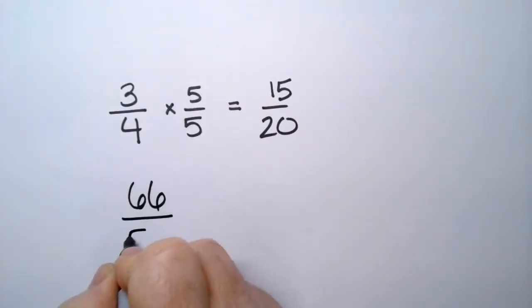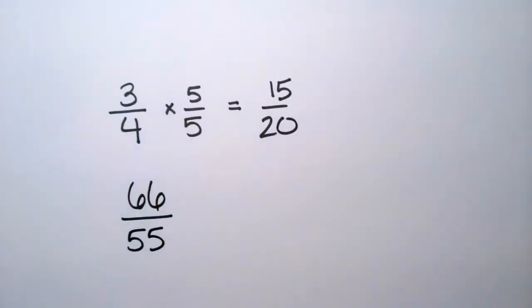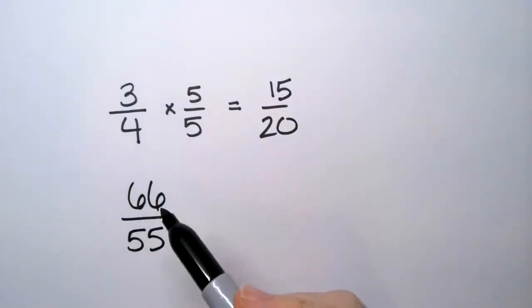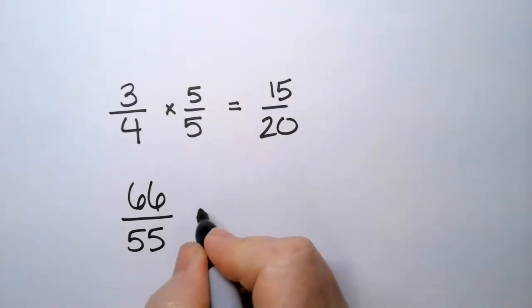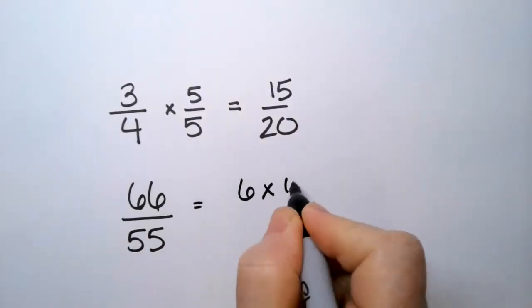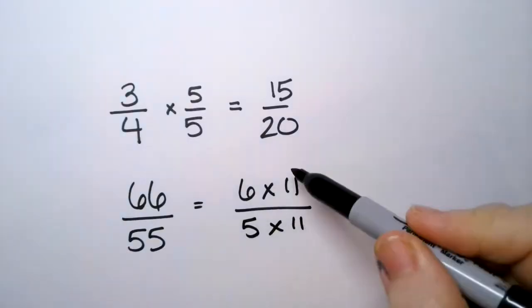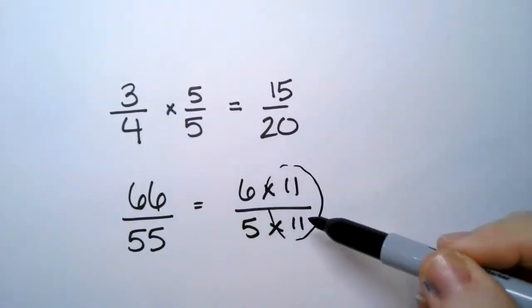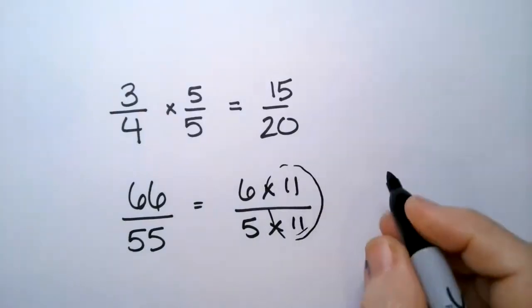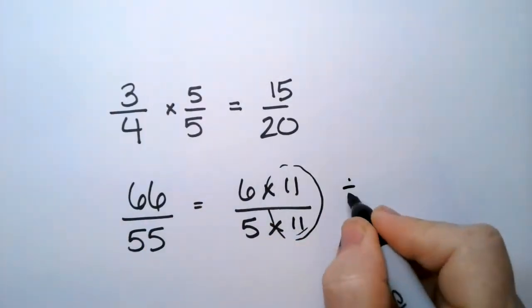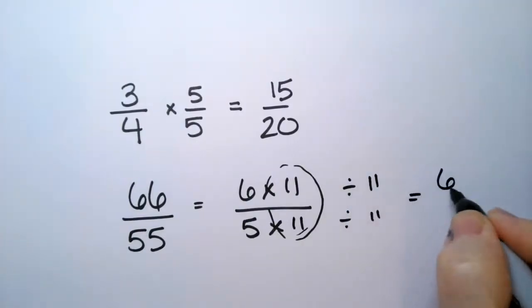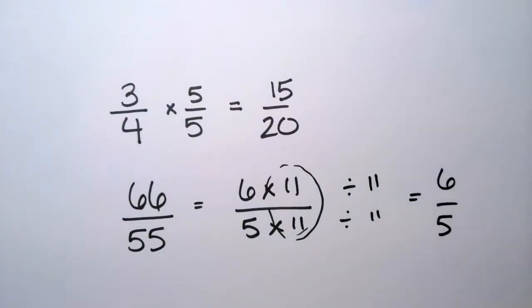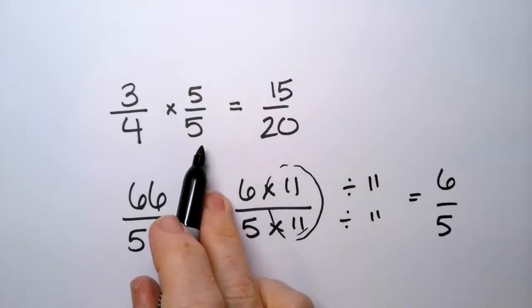If I said 66 over 55, what number do you see? What number is hidden in here? Yeah, 66 is 6 times 11. 55 is 5 times 11. This 11 over 11, because everything's multiplied, this is 1. So I can say, let's divide the top and the bottom by 11. 11 over 11 is 1. That gives me a 6 on top and a 5 on the bottom. So I can reduce fractions and I can scale fractions up.